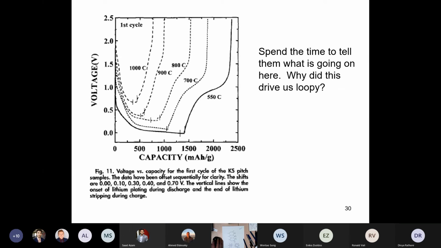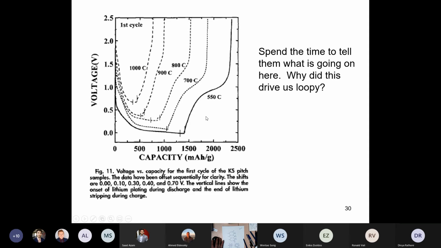Correct. Look at this. At 550, you have a lot of hydrogen per carbon. Look at the voltage curve. Big hysteresis. Lithium goes in around 0, comes out around 1. The hydrogen content drops. The magnitude of this 1 volt peak gets smaller and smaller. And by 1000, when the hydrogen content's virtually 0, it's gone.